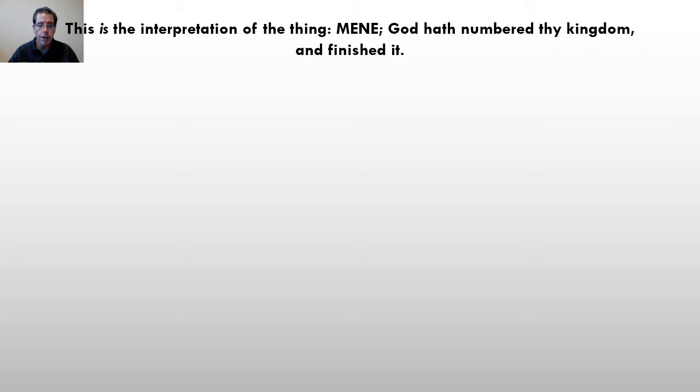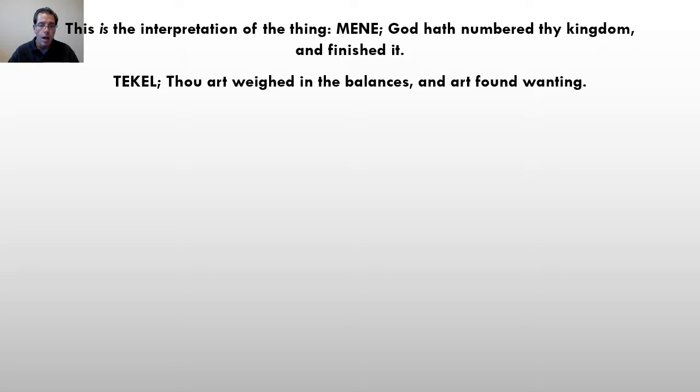This, the interpretation of the thing. Mene, God hath numbered thy kingdom and finished it. Let's go on to the next verse. Tekel, thou art weighed in the balances and art found wanting. God hath numbered this kingdom and finished it. This, thou art weighed in the balances and art found wanting. How? How is this kingdom found wanting?